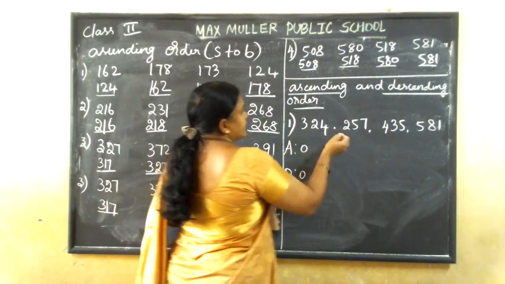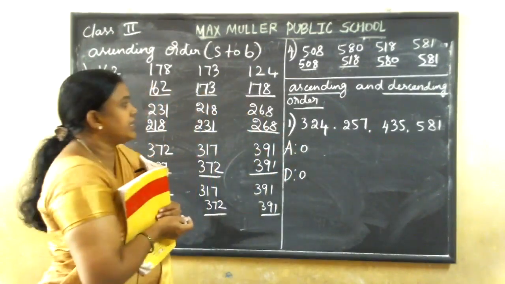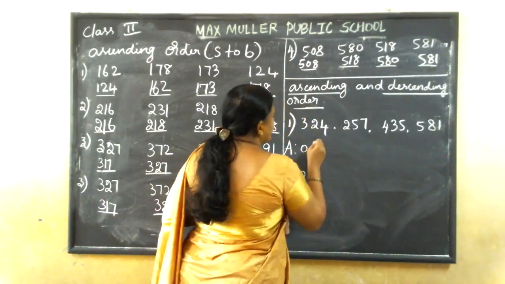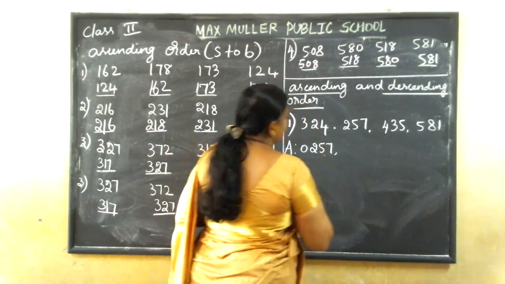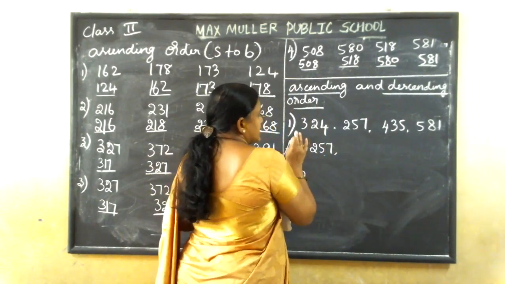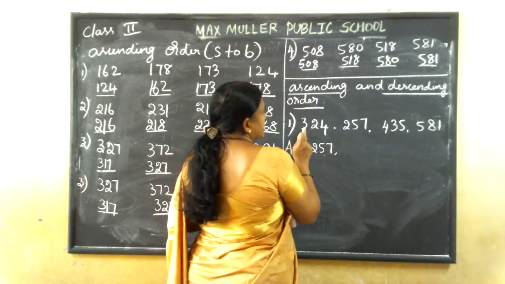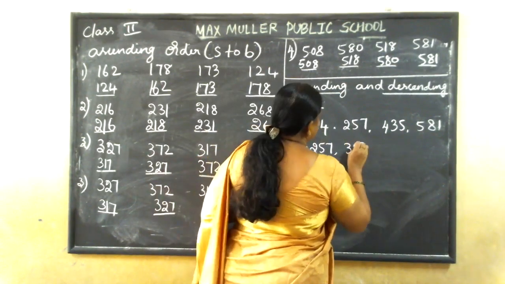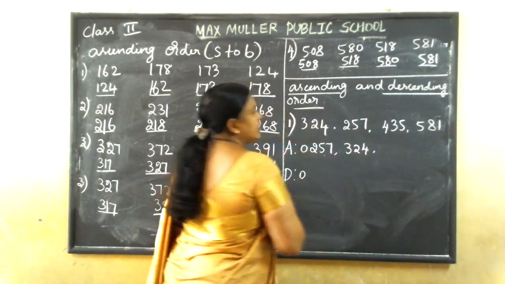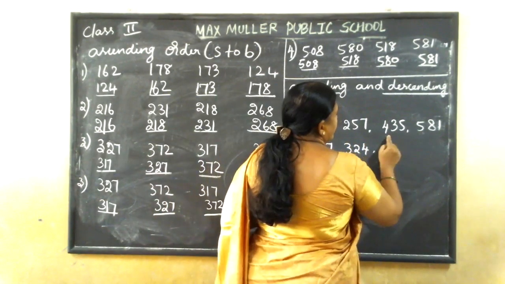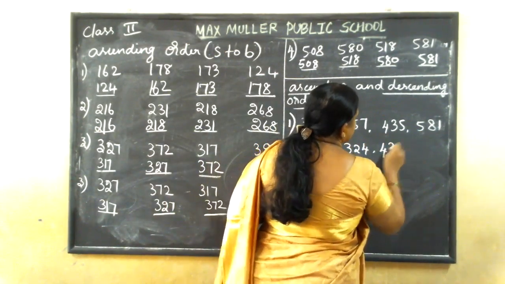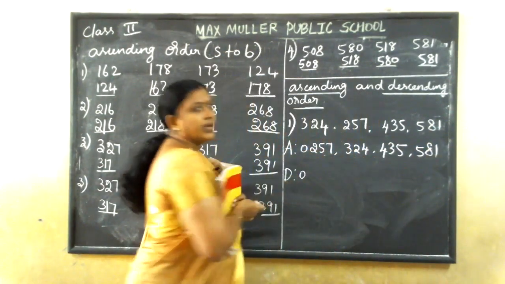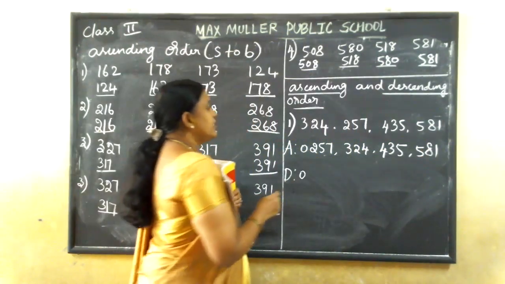So see the hundreds place. Which one small number here? 3, 2, 4, 5. 2 is the small number, so we'll write 257. Leave this number. See once again the hundreds place, 3, 4, 5. Which one small number here? 3. In this number, which one small? 4 or 5? 4. 435. After that, 581.